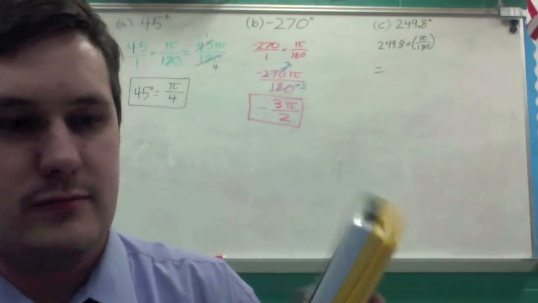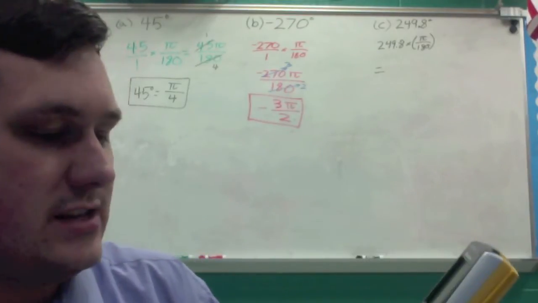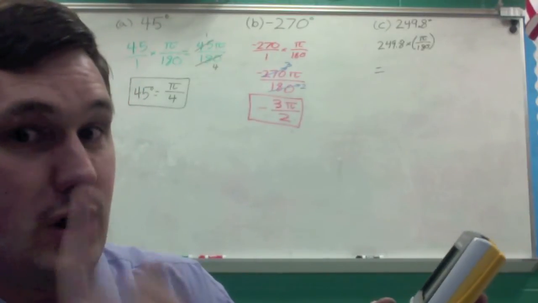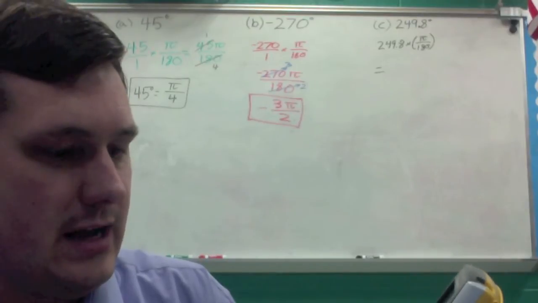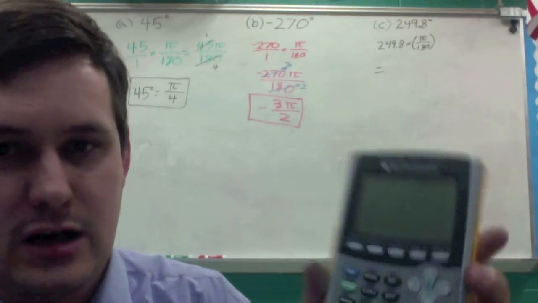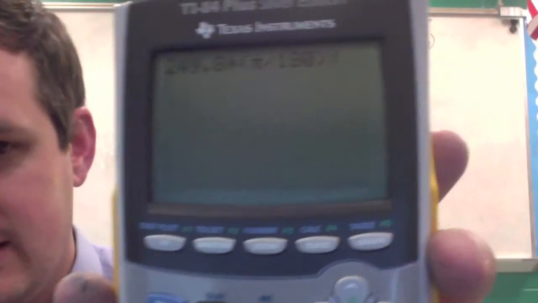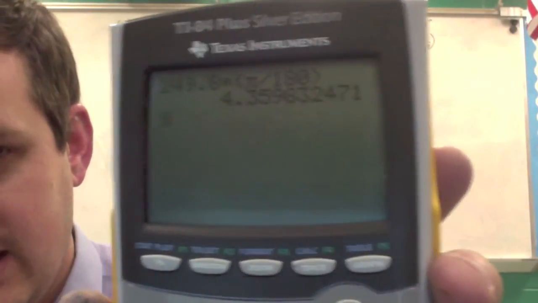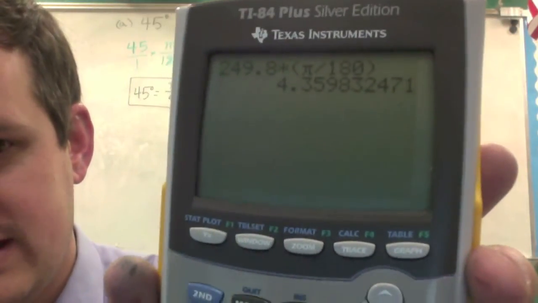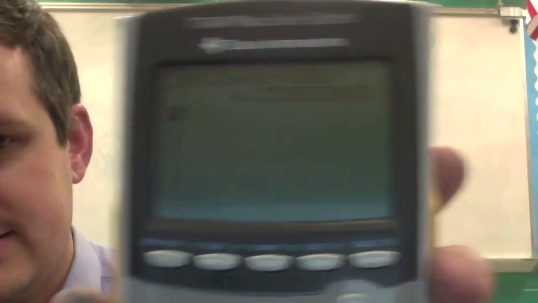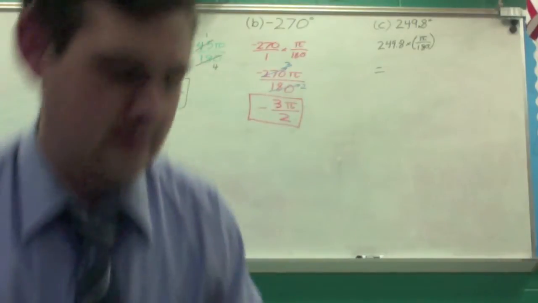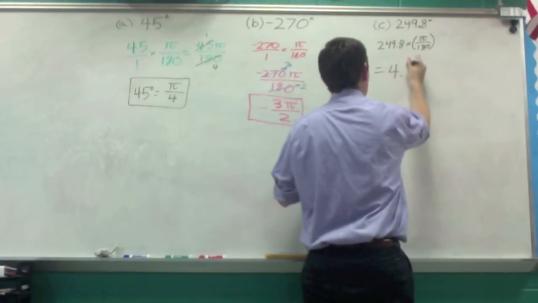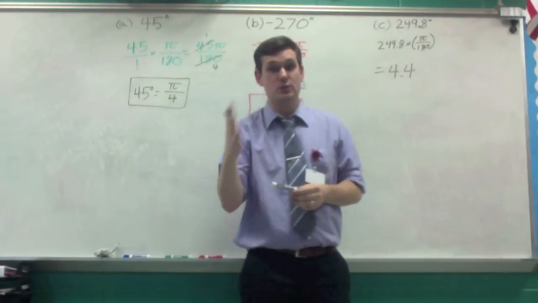So here's how it's going to go. I put it in just like this. 249.8 times. And put parentheses when you make a fraction. Don't forget. Pi over 180. Okay, before I put it in, it looks like that. Hit enter. The answer is 4. Well, they use 1 decimal, so it's going to be 4.4 radians. And remember, if I don't put a unit, that assumes that I mean radians.